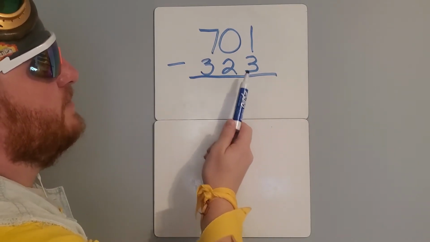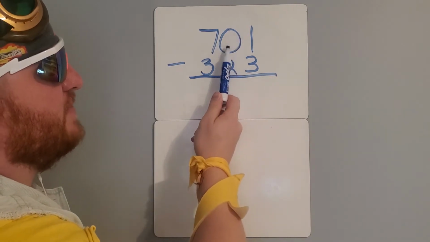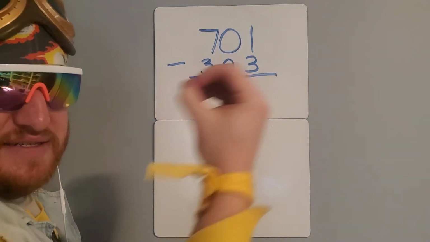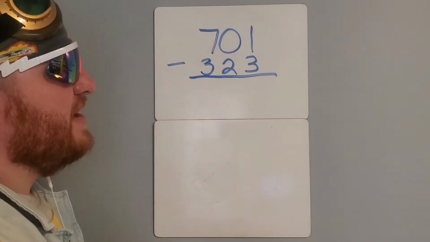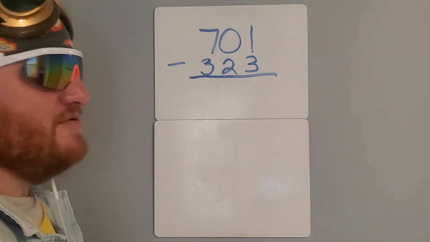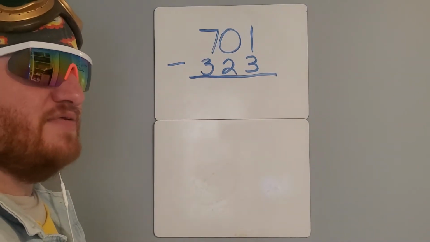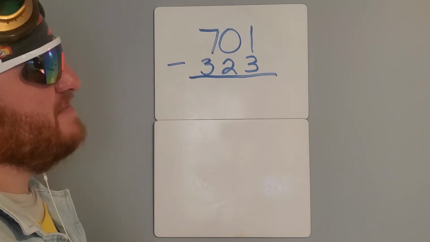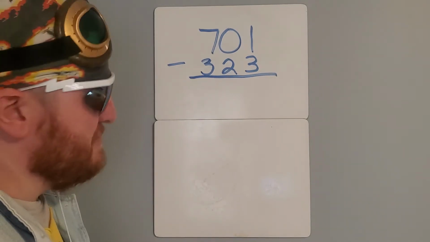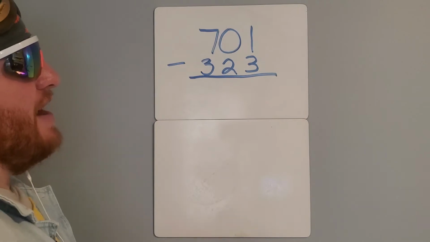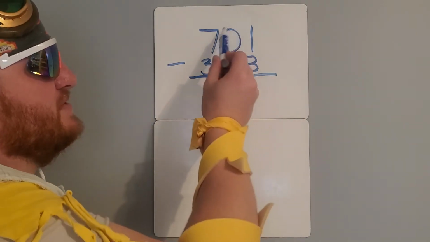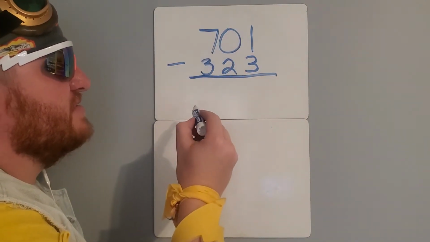So, I usually borrow from my next number over, but it's a 0. If I have 0, can I borrow anything from that? No. If you need to borrow a pencil from a friend and they don't have any pencils, can you borrow a pencil? No, not at all. So, I have to borrow across from this 0. I have to go on over to the hundreds.